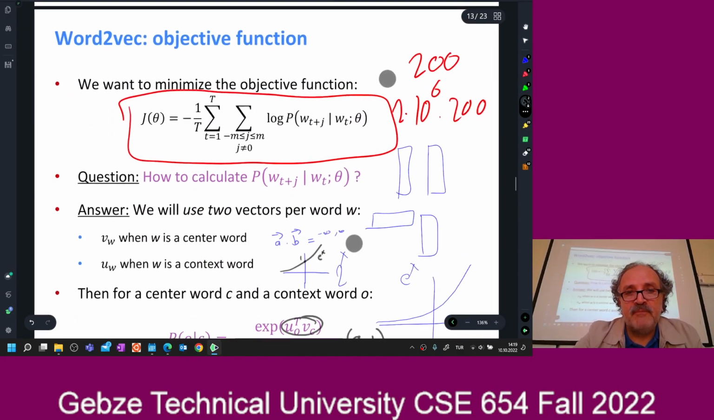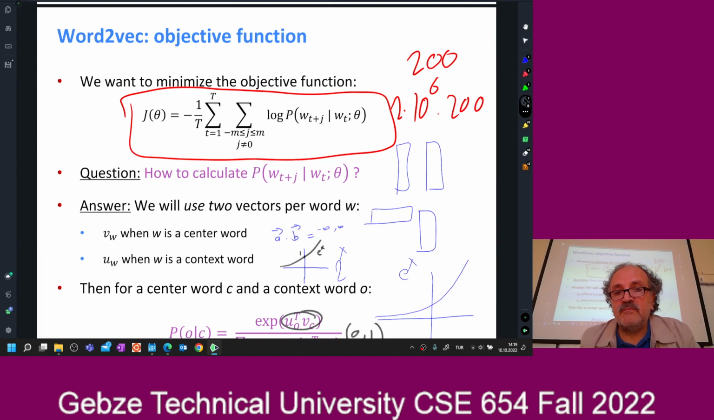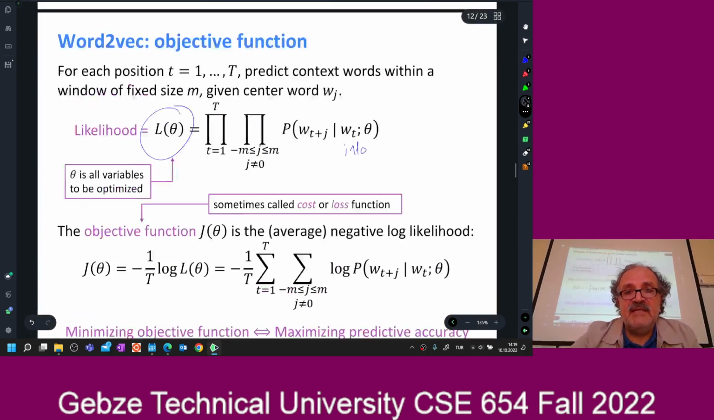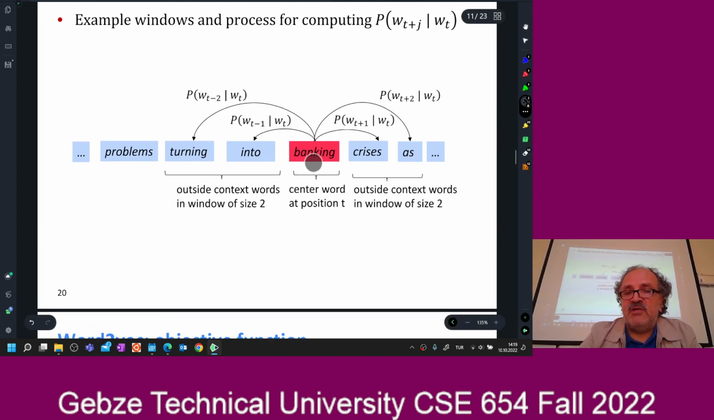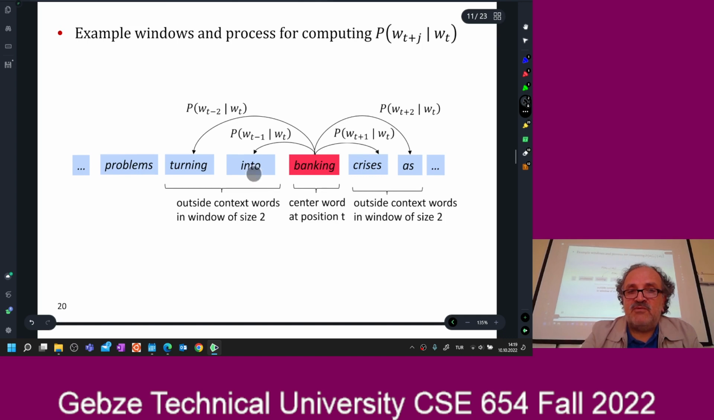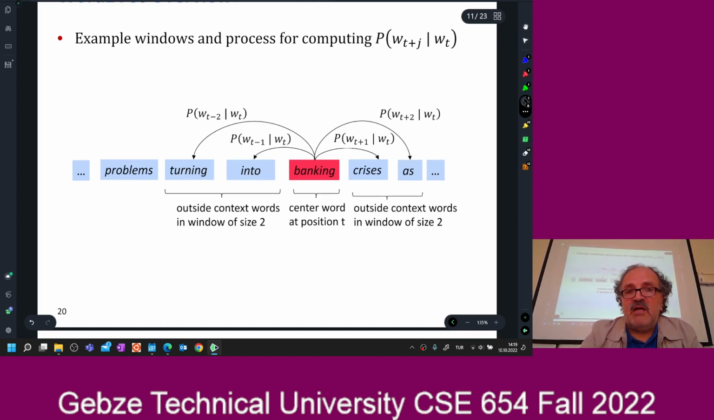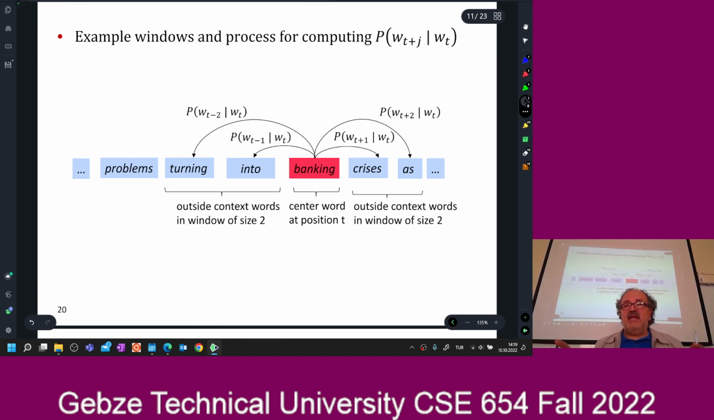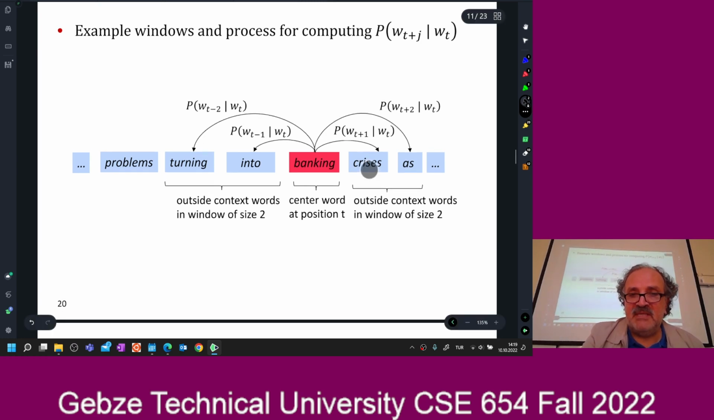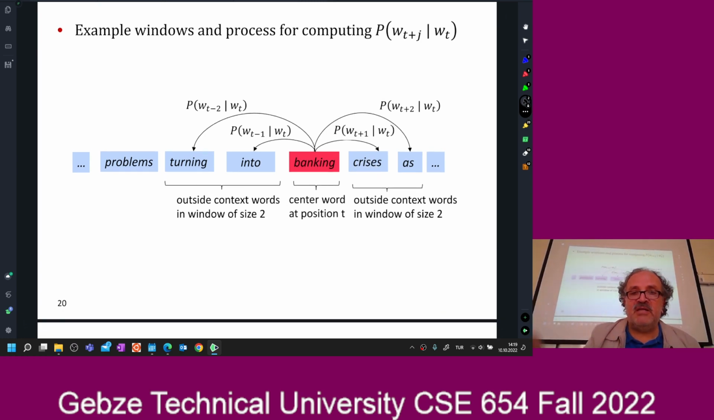I will take windows like this. This is the word in the center, and these are my context words. I will calculate each of these one by one and add them together, and then I will move to the next word. This one becomes the center word, and all the other ones are the outside context words.